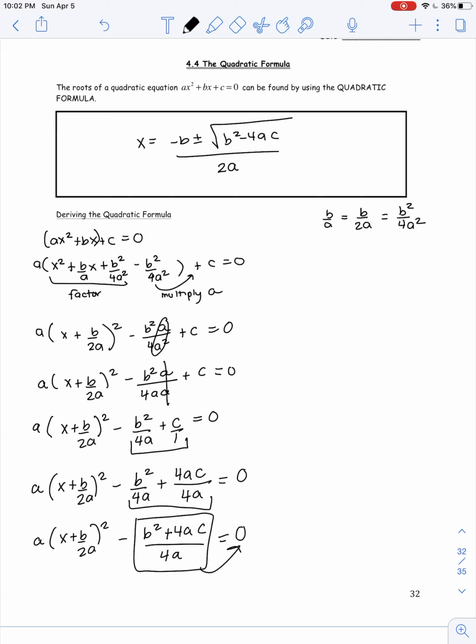So you add them over a common denominator of 4a, and that should still equal 0. What we're going to do now is bring this to the other side of the equation. The left side stays the same, but on the right side you should have positive b squared plus 4ac divided by 4a. Now we're going to divide both sides by a, which means that it goes to the bottom of the fraction. Anytime you divide, it goes to the bottom. Anytime you multiply, it goes to the top of a fraction.